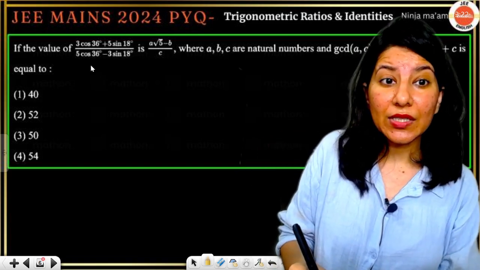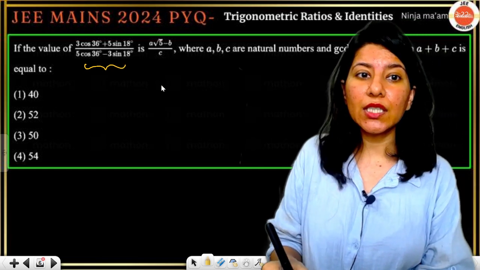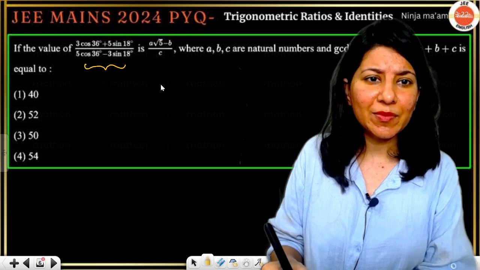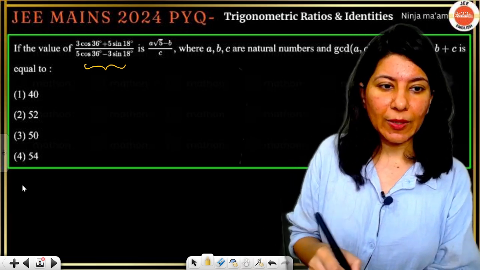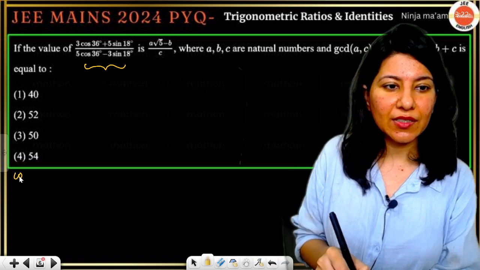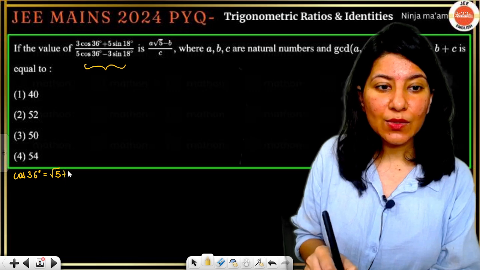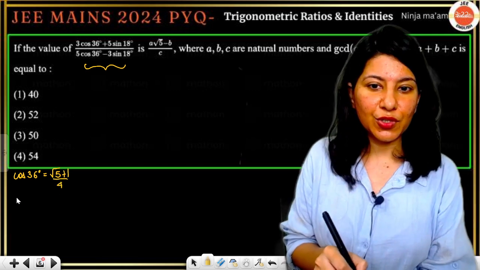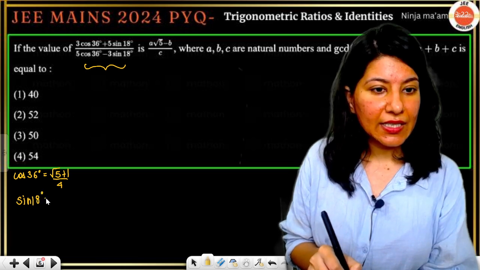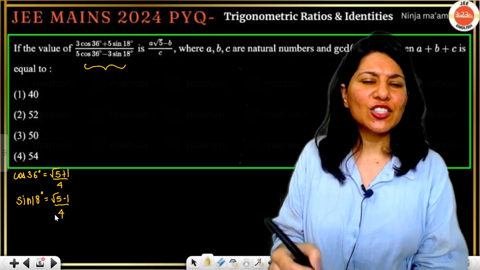The value of (3 cos 36 degree plus 5 sin 18 degree) upon (5 cos 36 degree minus 3 sin 18 degree). This is the value which we are here to calculate. Let me just tell you right away that the value of cos 36 degree is (root 5 plus 1) by 4. Let me write it down for you so that you remember. Now the value of sin 18 degree is nothing but (root 5 minus 1) by 4. Correct. Now let's just plug in the values.